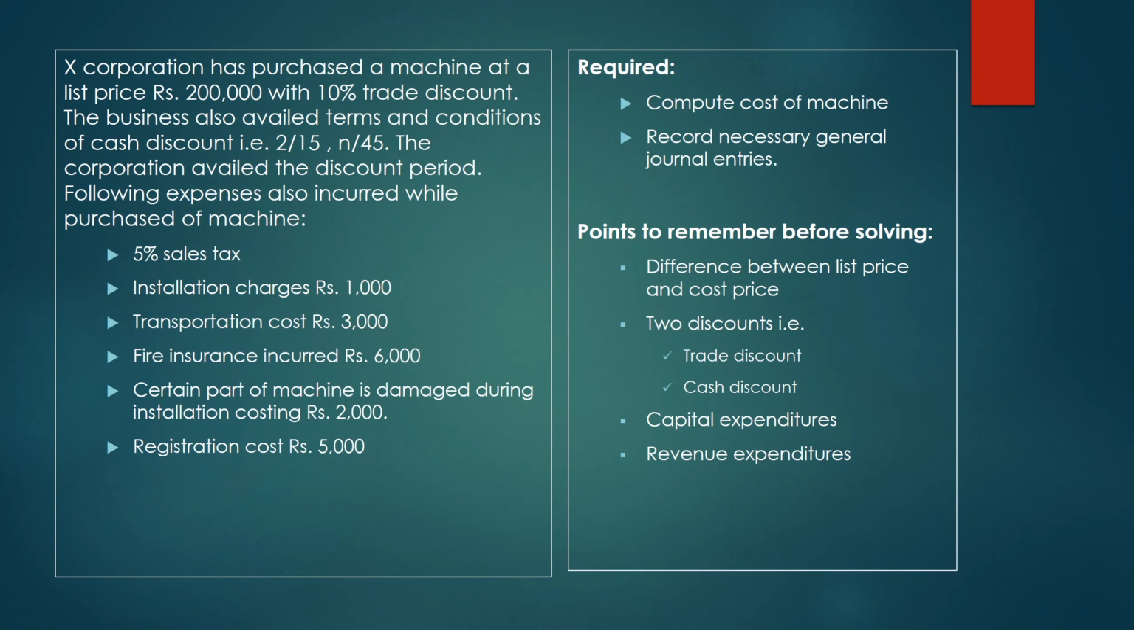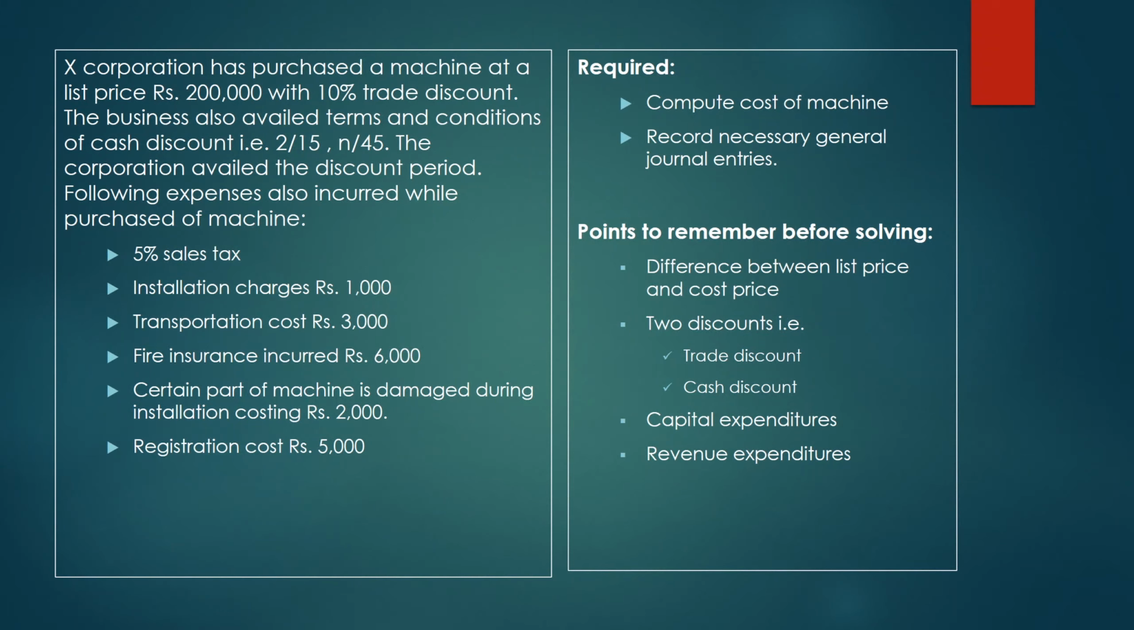There are other expenses also mentioned here in this example: the 5% sales tax, installation charges, transportation costs, fire insurance incurred, certain part of machine is damaged during installation, and registration costs. And required, you can see at the right side, we have to calculate the cost of machine. Remember, the amount which would be calculated, considered as a cost of machine, and is shown in the balance sheet, in the asset side of balance sheet.